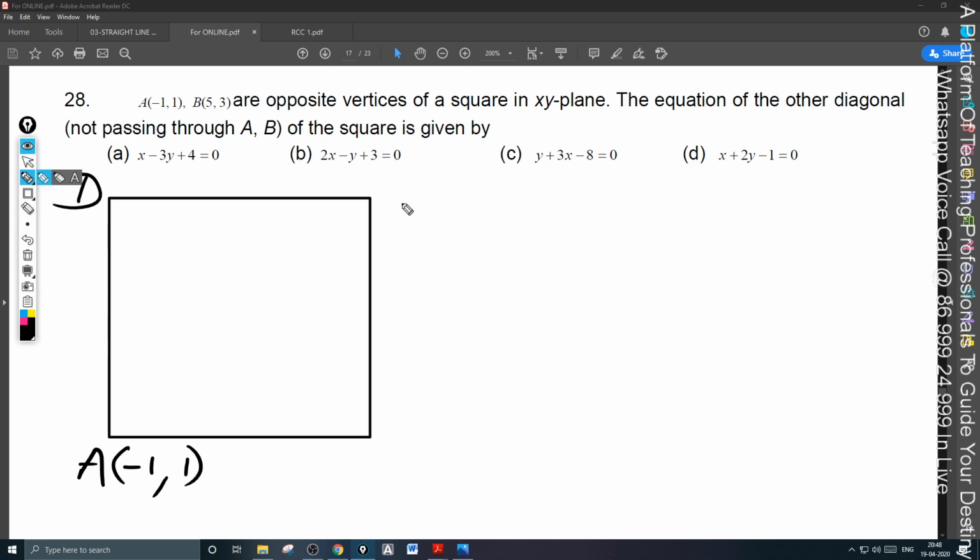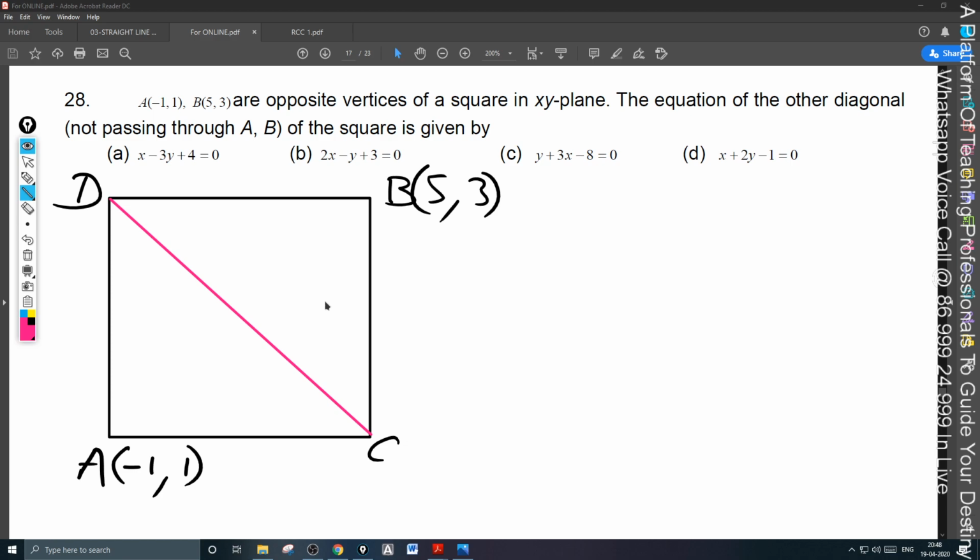Then this is C. This is B. Let me say this as C. Now what is B? B is 5, 3. What is given? The equation of the other diagonal not passing through AB. We need this line, please. We need this line.